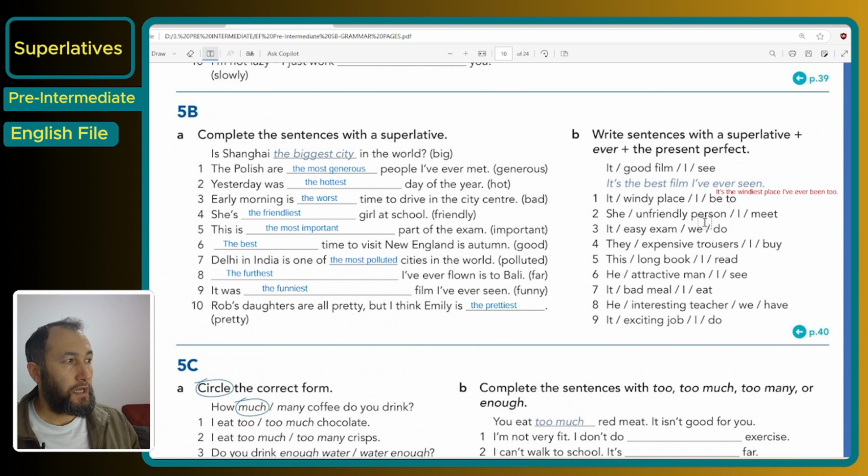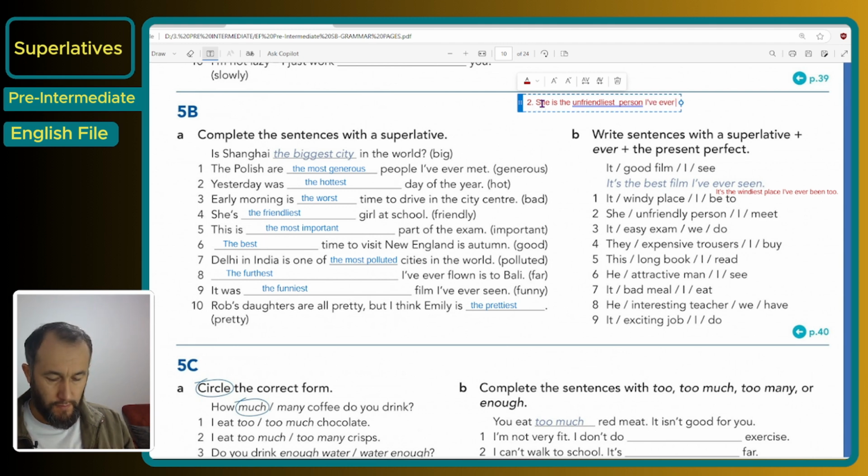Number 2, she unfriendly person I met. I'm going to write number 2 here, guys. So she unfriendly. So unfriendliest. She is the unfriendliest. She is the unfriendliest person I've ever met. Present perfect. We can also use unfriendly because unfriendly is a long adjective. We could also say she is the most unfriendly person. That also works, guys. She is the unfriendliest person I've ever met, guys.